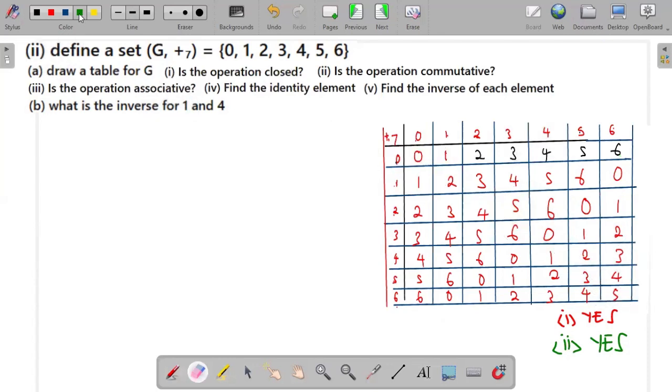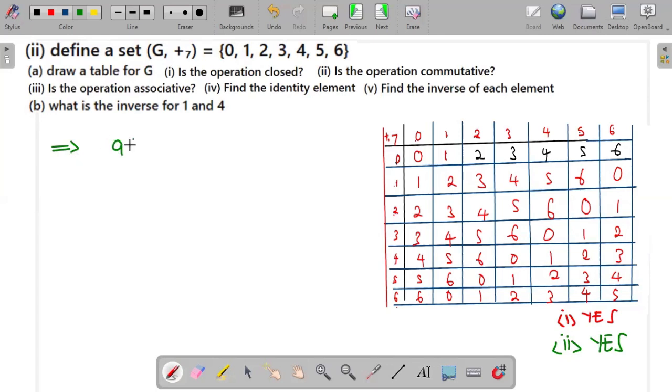All right, and then what about associativity? For associativity, we're just going to pick any 3 elements, and then apply the operation, which is modulo 7, and see if they are going to give us the same answer. So let me first give the formula in general.